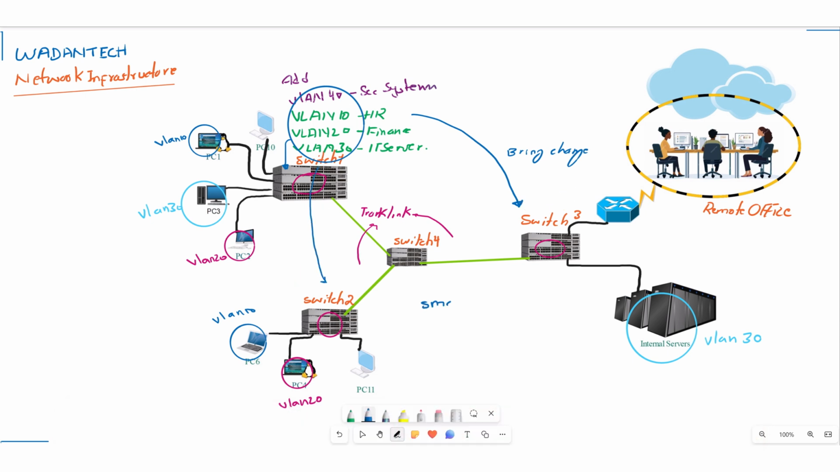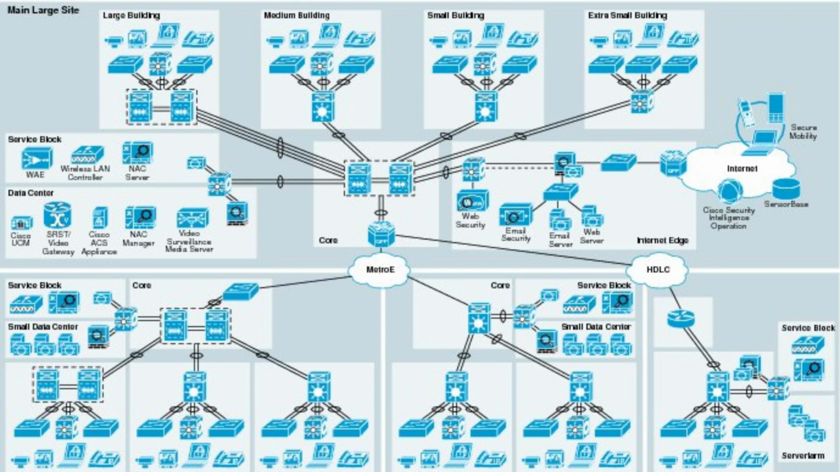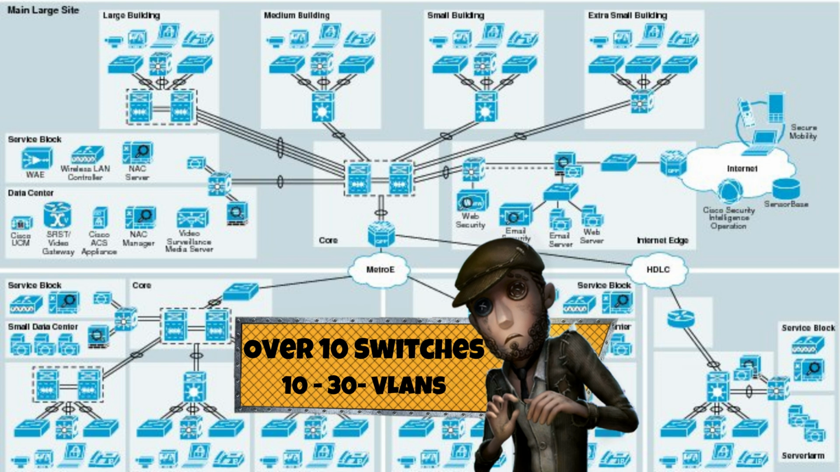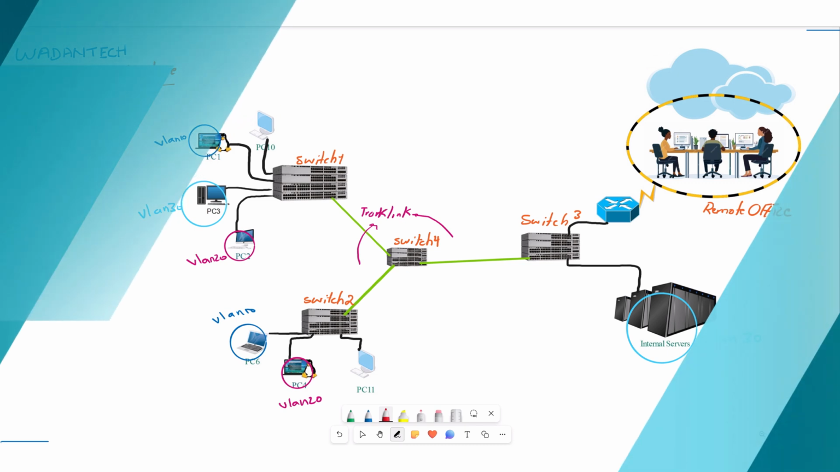This method is easy for small to medium-sized networks that have fewer than 5 switches and 5 to 6 VLANs, but it would be much more difficult to implement in a big network that has over 10 switches and 10 to 30 VLANs. By the way, this was a traditional VLAN configuration, and now let's see the advanced VLAN configuration that is used for simple, centralized, and easy VLAN management.